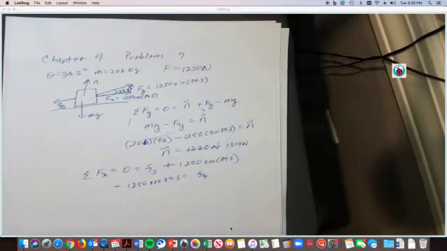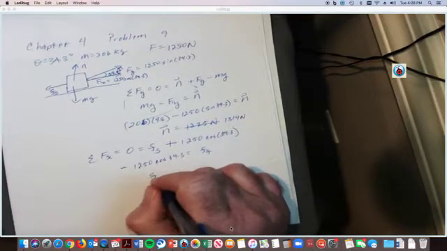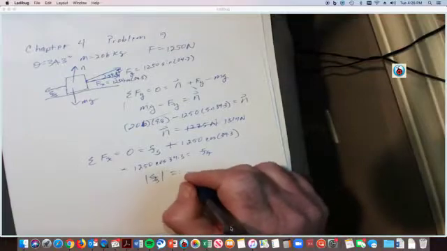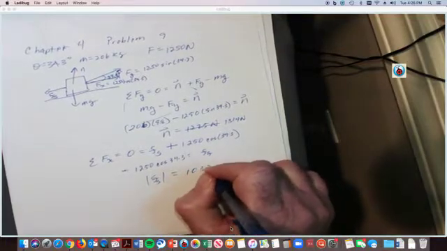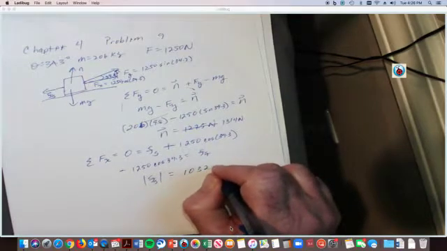That's the vector sum of it. But we're going to go ahead and take the magnitude of it, which is equal to 1250 times the cosine of 34.3, and that's equal to 1032. They probably went with 1030 newtons.